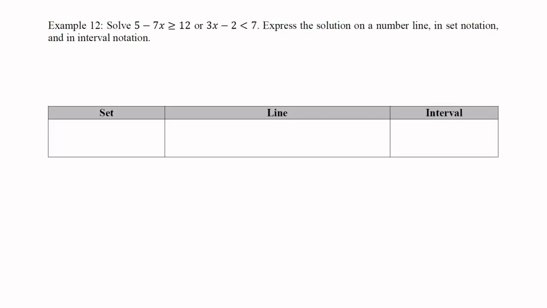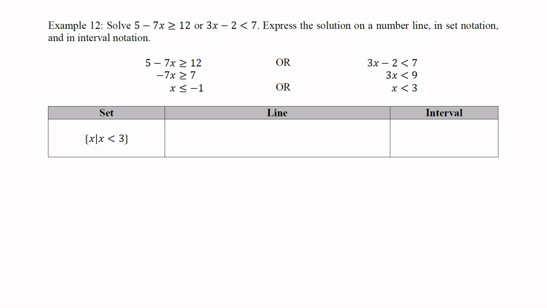For this compound inequality, again, we have an or statement, so we will set it up with our two separate inequalities. We are going to solve each inequality separate from one another, stick our or in between on that last statement, and then take that last statement and drop it into set notation.